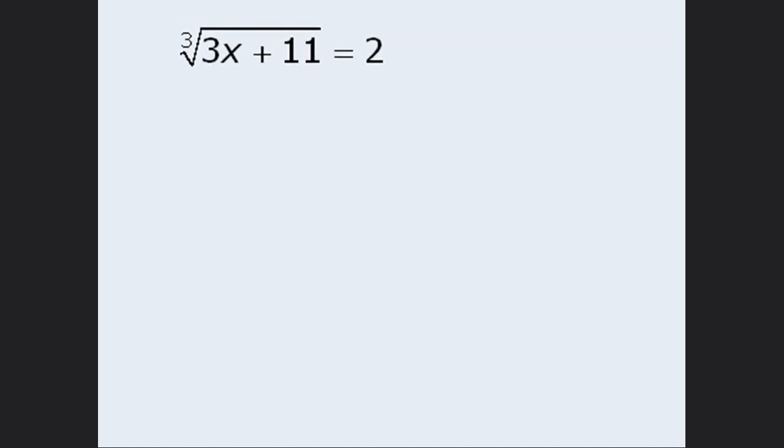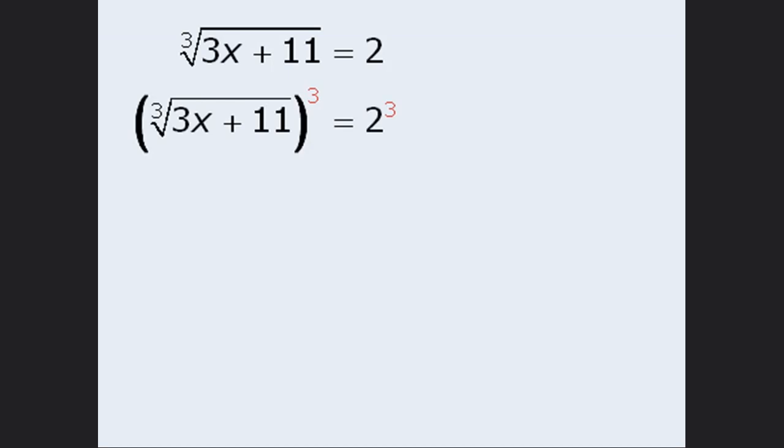This one involves a cube root. Now the technique is pretty much the same here. To eliminate the cube root, we must first raise each side to the power of 3. So for fourth roots, we will raise both sides to the power of 4, for fifth roots the power of 5, and so on.